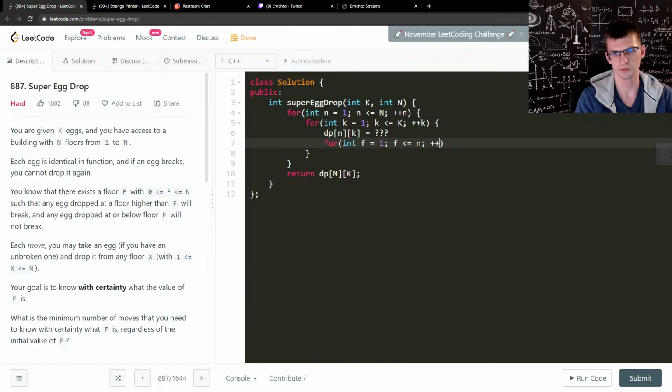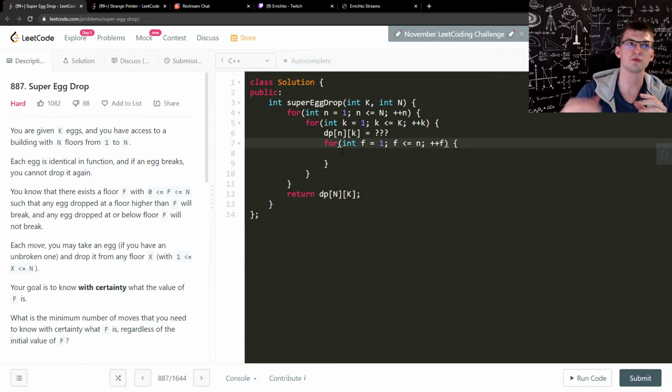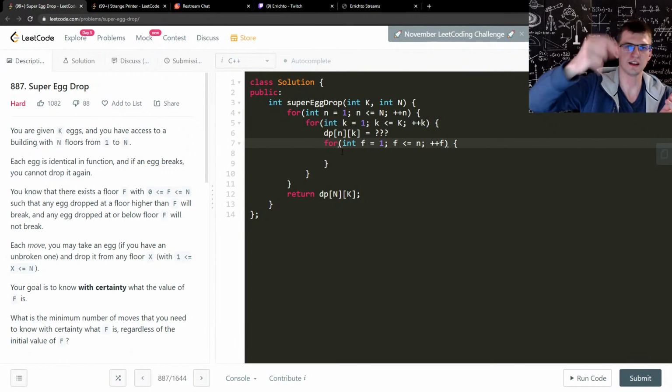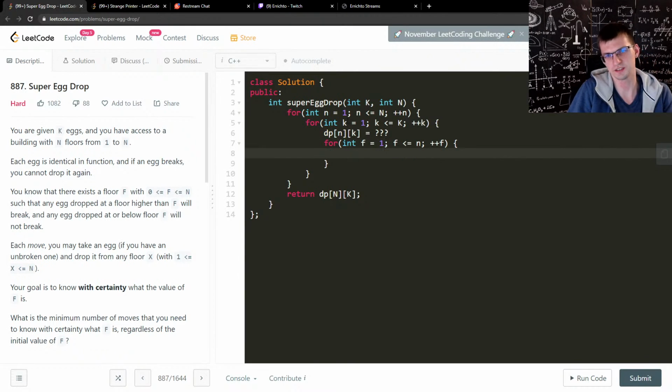Right now, let's remember, this n means that I still have n floors to investigate, and I don't care about their indices. Maybe I have 3 floors and they are 10, 11, 12. That doesn't matter, because I don't remember which floors there are. I just say they are from 1 to n, whatever. I just need to know the answer for this smaller problem.